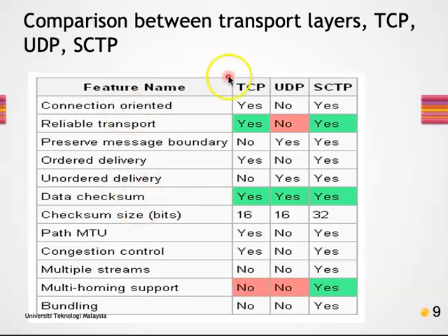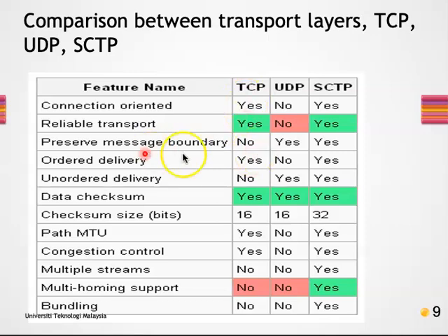And finally, the last slide shows the comparison between popular transport layer protocols such as TCP, UDP, and SCTP. You can see the features here and whether TCP, UDP, or SCTP provides that feature. As we can see here, both TCP and SCTP are connection oriented, unlike UDP, and we can say that TCP and SCTP are reliable transport protocols.